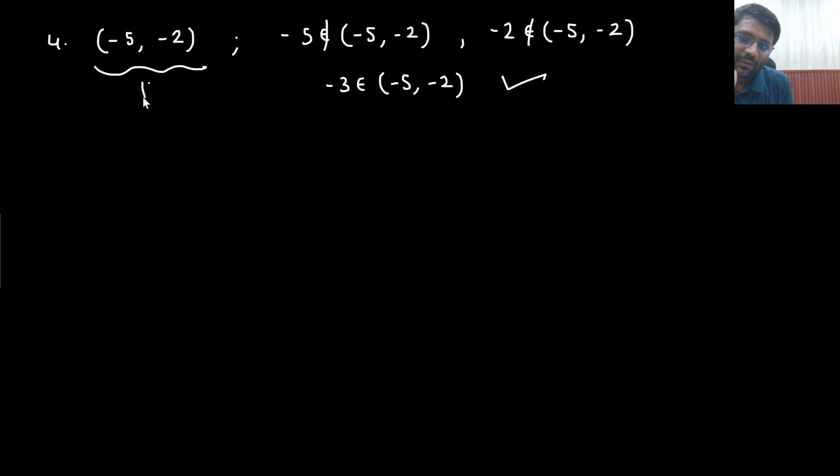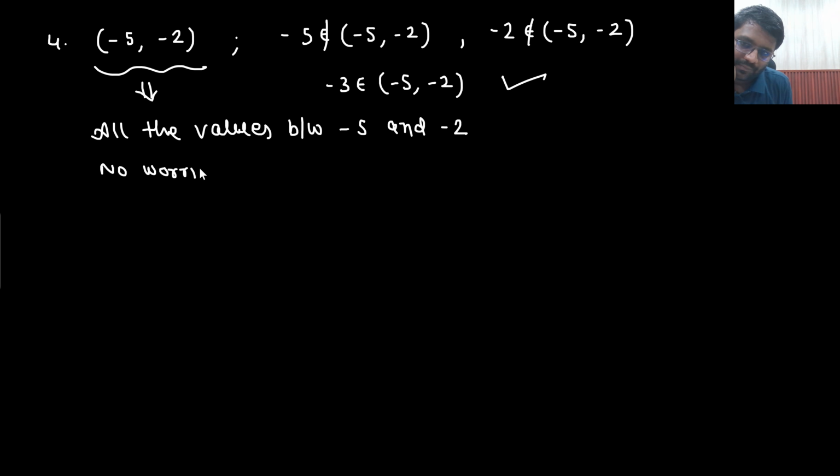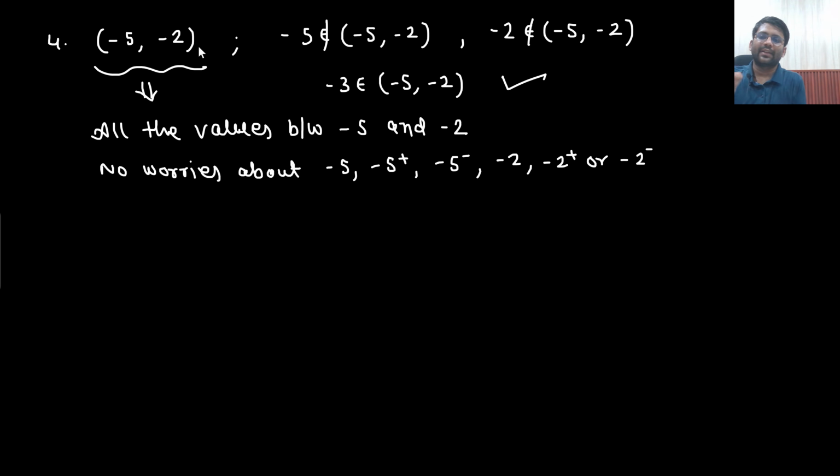What does that mean? That means I need to care about all the values between minus 5 and minus 2. No worries about minus 5, minus 5 plus, minus 5 minus, minus 2, minus 2 plus, or minus 2 minus. Basically, I don't care about minus 5 and minus 2. I only care about the values in between.